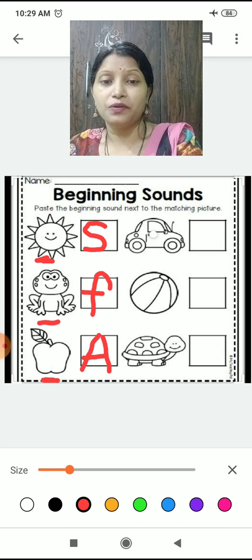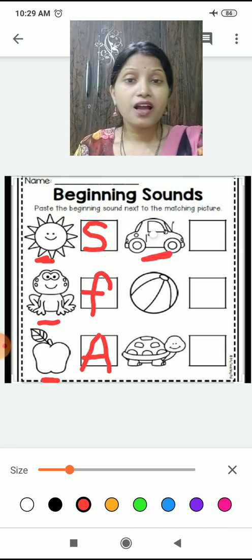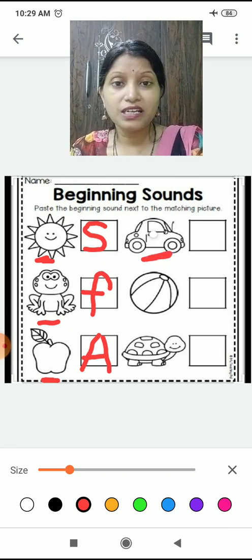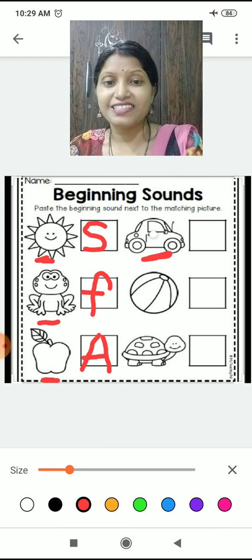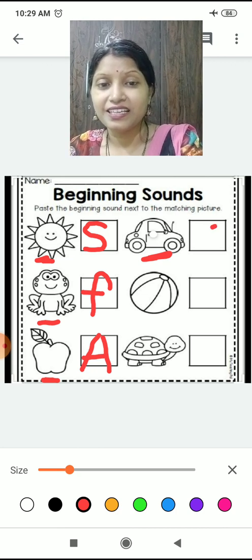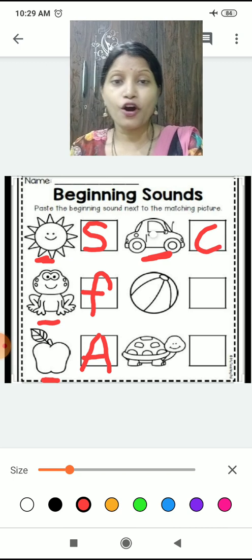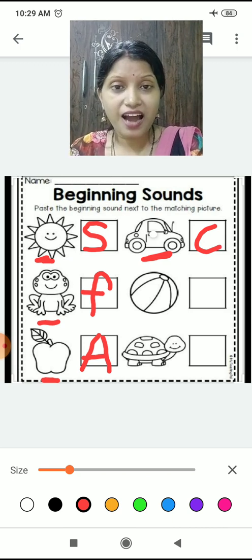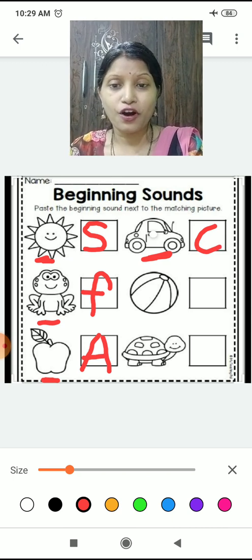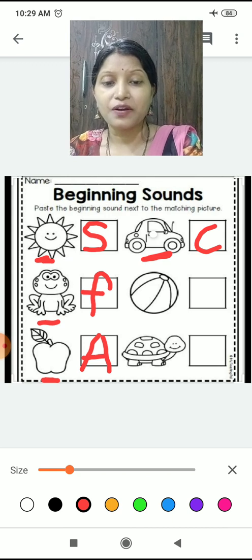Now look at this. Car. What is it? Car. So which sound does it have? K. Which alphabet has a sound of K? Yes, it is C. C is for car.